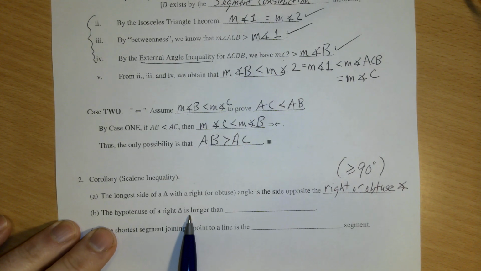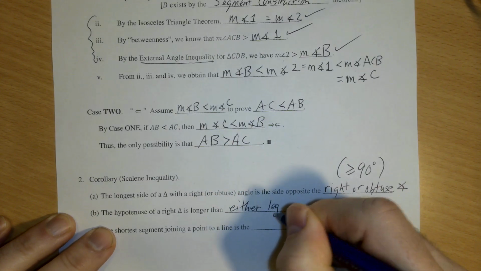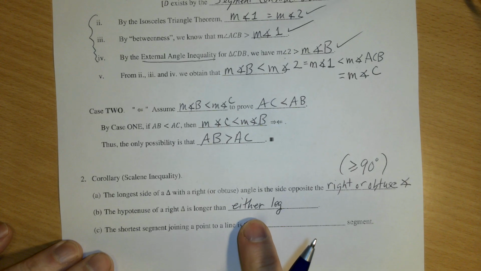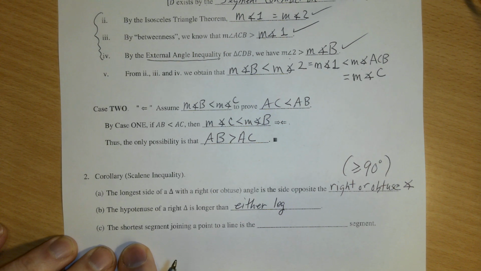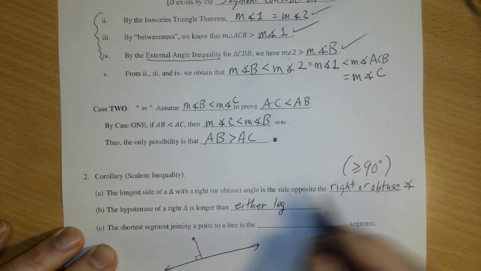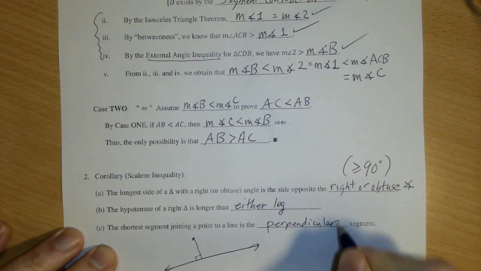The hypotenuse of a right triangle is longer than either leg. Remember, the two legs are the two sides of a right triangle that are not the hypotenuse. And lastly, the shortest segment joining a point to a line. Well, let's think about that. You got a line, there's a point. What's the shortest distance from this point to a point on that line? It would be this perpendicular segment. So that's what goes here. Perpendicular segment.